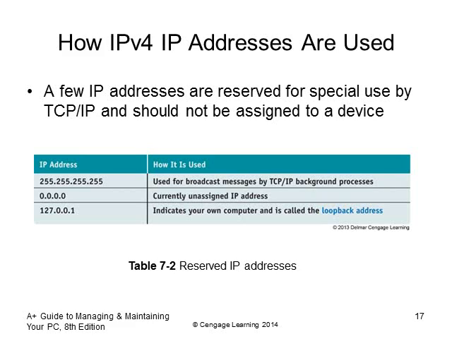A few IP addresses are reserved for certain uses. 255.255.255.255 is used to broadcast messages by the TCP/IP background processes. 0.0.0.0 is currently an unassigned IP address. And then 127.0.0.1 is considered a loopback address, which means it is referring to your own computer.